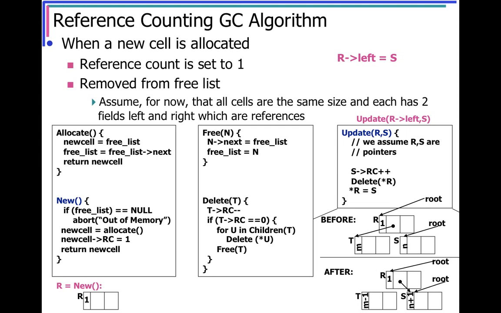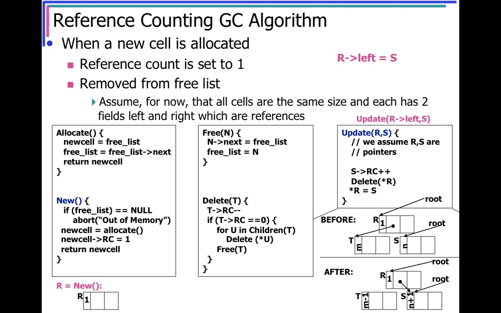Another example on the right is an update. This is where we want to assign the leftmost field of an object to S. So we have a variable R that refers to an object, and we're going to change its leftmost field to point to an object referred to by S. In this case, the update function is called. The first thing we do is we increment the reference count of the object pointed to by S, the object that is referred to by the variable on the right-hand side of this assignment. We then call delete on the object that our .left is pointing to.